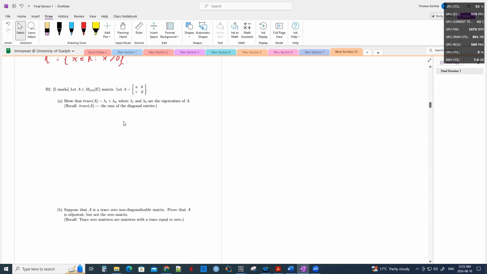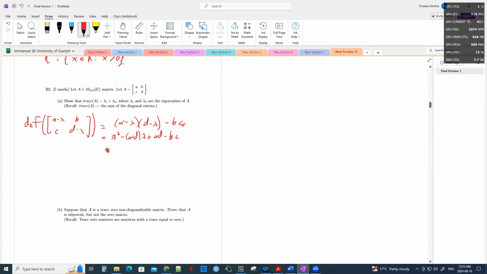For B2, we're asked to show that the trace equals lambda 1 plus lambda 2. So for this one, we just need to compute the eigenvalues. So let's take the determinant of A minus lambda, B, C, D minus lambda. And this equals A minus lambda, D minus lambda, minus B, C. And what a lot of people are afraid to do here is actually compute these eigenvalues. They want to do a whole bunch of clever things without just computing what the eigenvalues are. So here, if we expand it, we get lambda squared minus A plus D lambda plus AD minus BC.